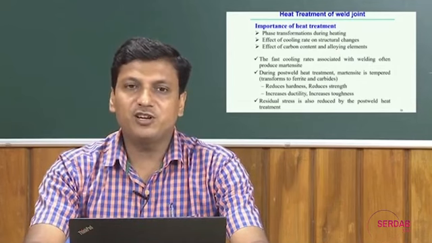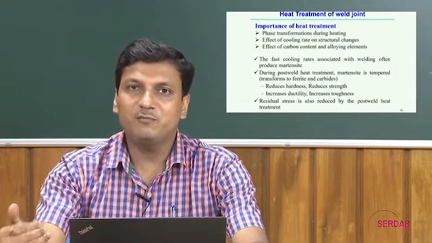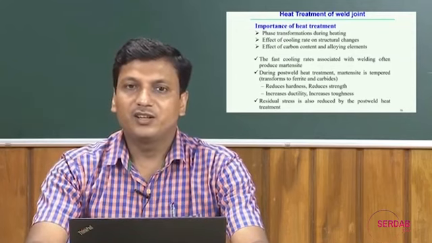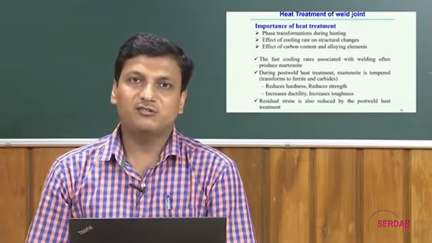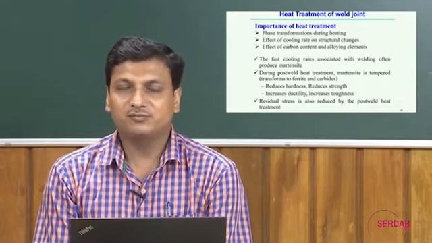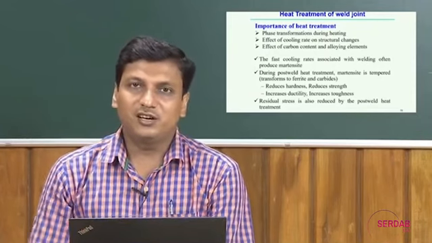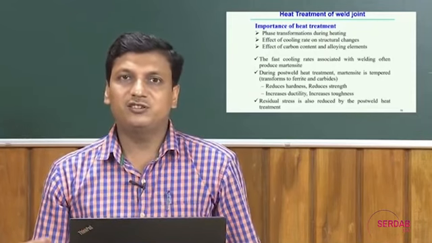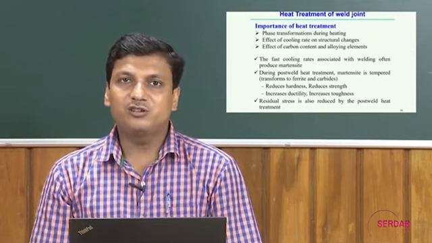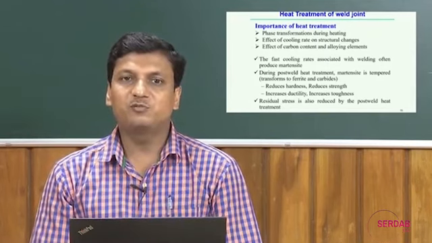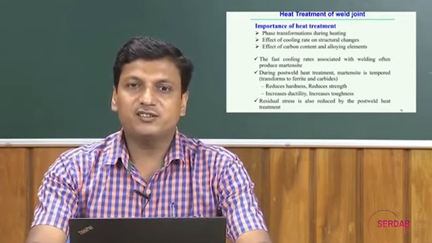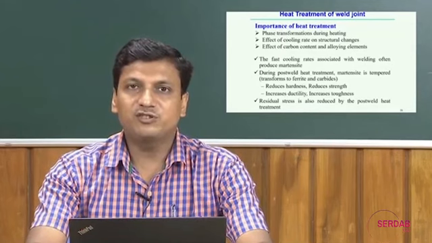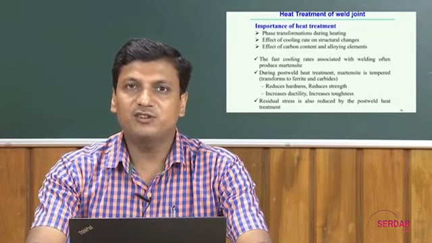So, therefore, the effect of cooling rate definitely impacts the structural changes, and sometimes in the presence of carbon or any other alloying elements, that actually redistributes in the microstructure of the weld joint. So, in that sense, it tries to improve the weld joint properties. But the fast cooling rates associated with welding often produce the martensitic structure, that we have seen if the cooling rate is very high in the welding process.